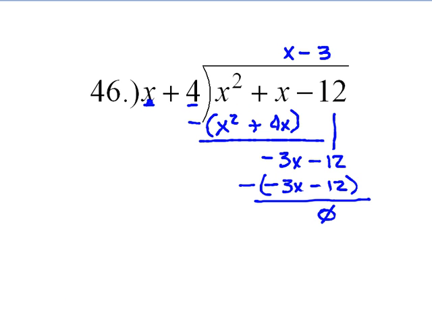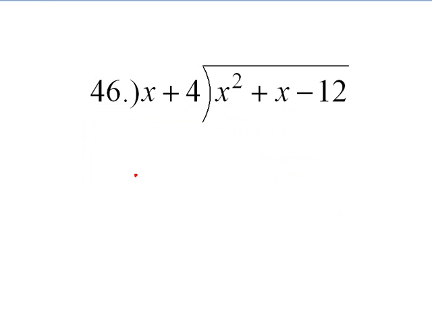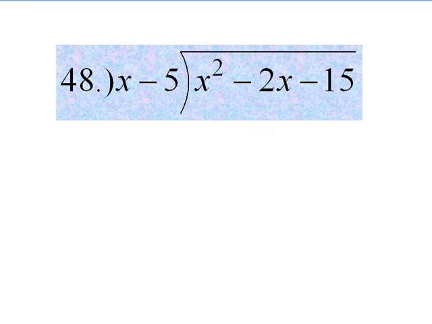Alright, I'm going to let you try one. If you didn't quite catch it, replay the video. Here's yours. Now remember, you're looking for what times x equals x squared, and you're going to line it up under the x. Stop the video and try it.